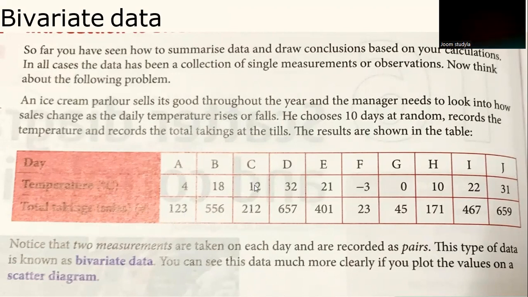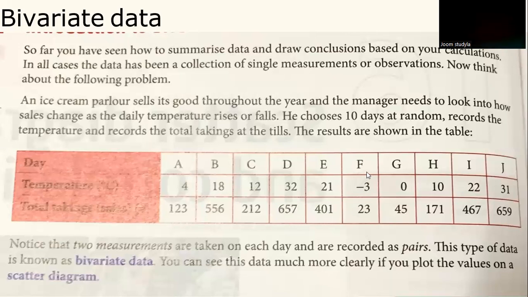On the third day, the temperature falls back again to 12 degrees, and the sales also fall from 556 to 212. On the fourth day, the temperature goes up to 32 degrees, which is very hot, and the total sales for that day is 657. For E, it is 21 degrees, and the total sales is about 401.